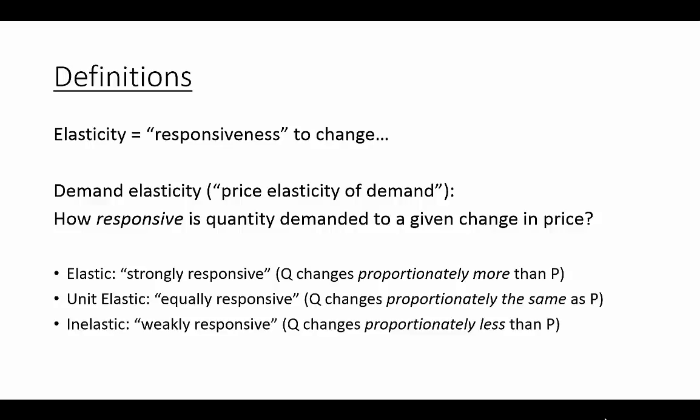So if price goes up 20%, quantity goes down by 20%. And then inelastic, quantity is weakly responsive to changes in price. Quantity changes proportionally less than the change in price. So if the price doubles, increased by 100%, quantity might only go down by something like 5 or 10%. Okay, and when we get into the problems, we'll talk about different kinds of goods that have different elasticities.